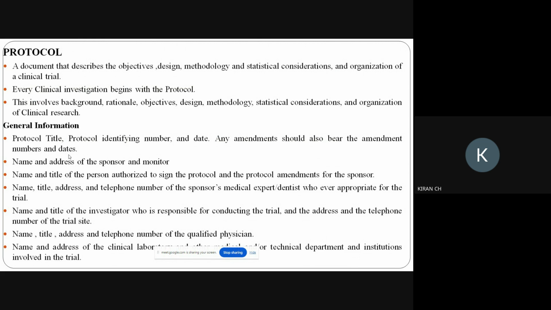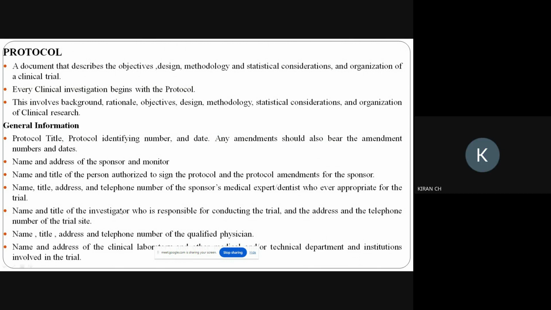Next, name and address of the sponsor. Who is the sponsor for that study, and what is their name, their address, and everything. Next, monitor. Monitor is nothing but CRO. So CRO details also we'll mention. Next, name and title of the person authorized to sign protocol and protocol amendments for the sponsor. So from sponsor side, who was the main person to approve the protocol, and their signature.